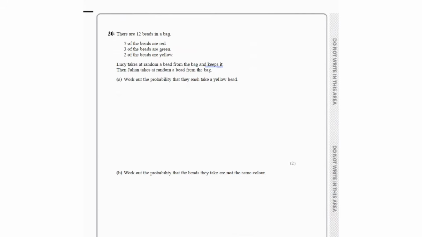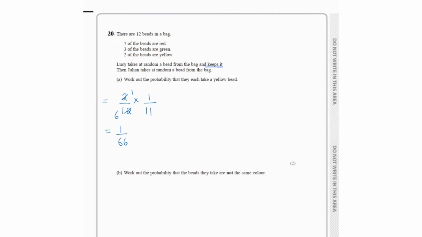Once Lucy has taken a bead from the bag, now the total number of beads is 11, not 12. So they each take a yellow bead. If Lucy takes a yellow bead, that's 2 out of 12. Then if Julian takes a yellow bead, Lucy has taken one yellow bead, so now there's one left and the total number of beads is 11 as well. 2 ones are 2, 12 times 11 is 132, so that's 1 over 66. That is the probability that they each take a yellow bead.